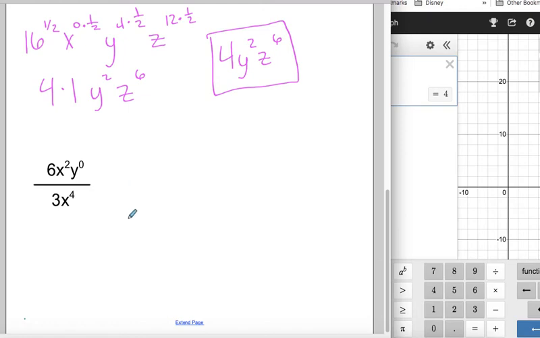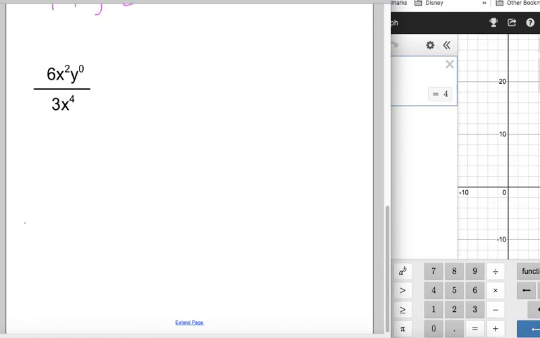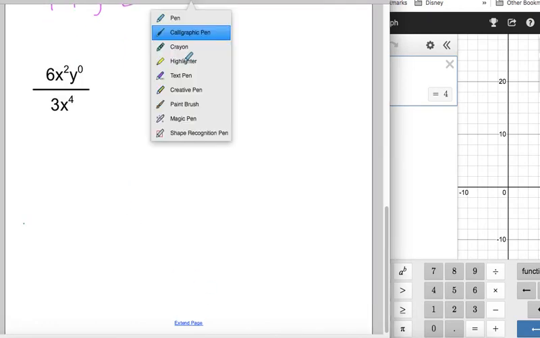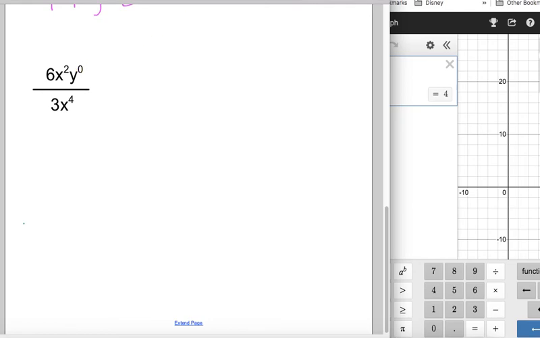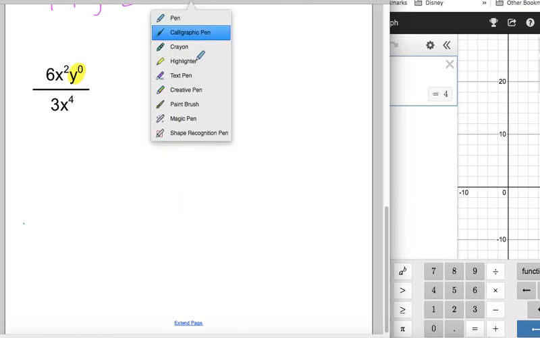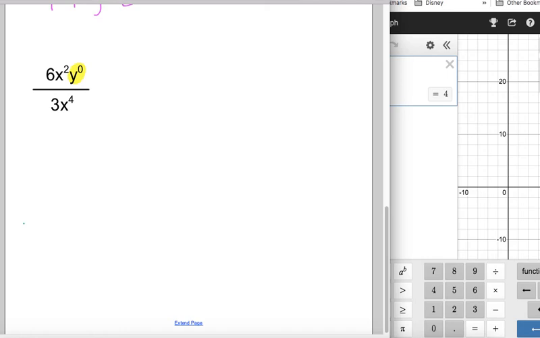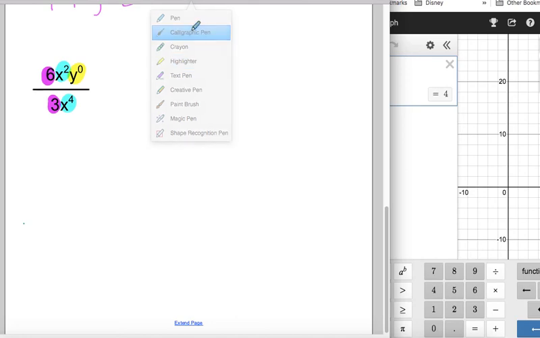And our last one. Here we have a quotient, and within the quotient we do have a 0 power here on the y. So we're going to simplify where we can. I'm first going to look at my coefficients, the 6 and the 3. Those are going to simplify like a fraction. And then the x's will simplify, and then the y's, the only thing that I have with the y is actually the y to the 0 on the top.